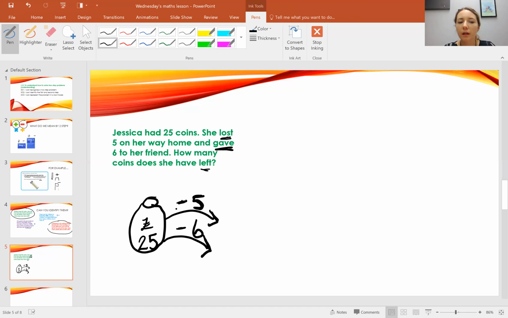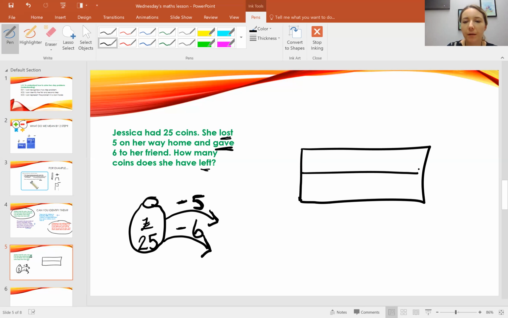If you are ready for a bit of a challenge and you want to think about how to represent that in a bar model, I will show you how we will do that. So in the bar model, the top of our bar is going to be the total number, the number that was started with. We know that the 25 coins were there at the beginning. So there were 25 coins. That's the minuend. That's the number that was started with before any subtraction took place.